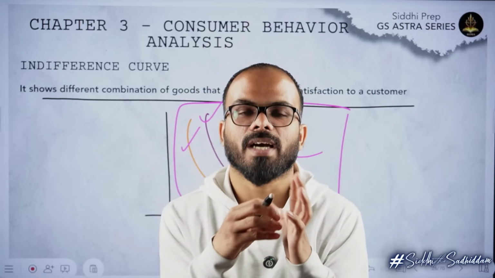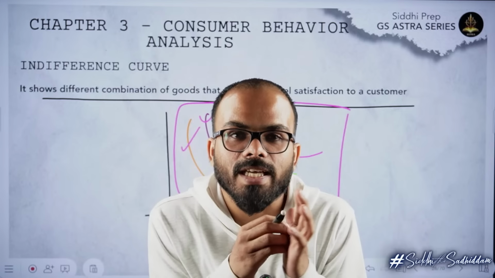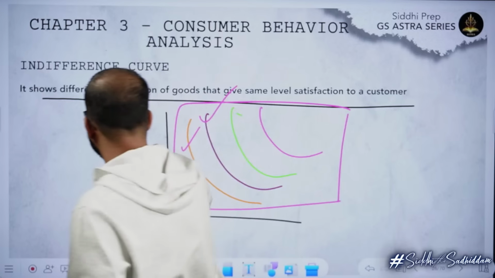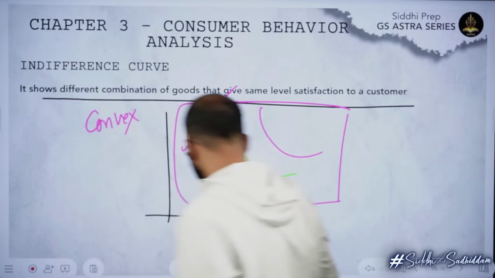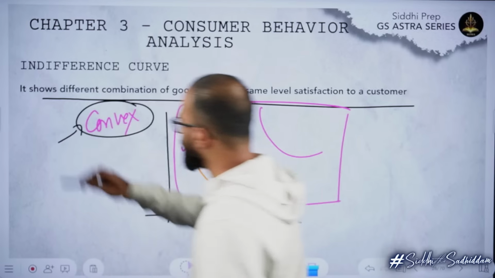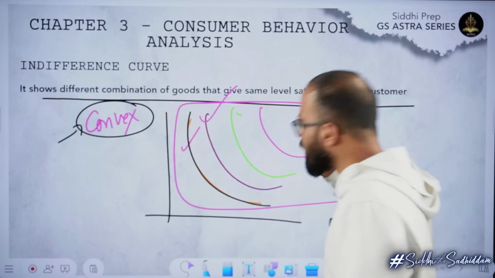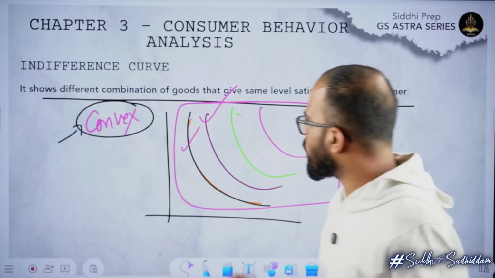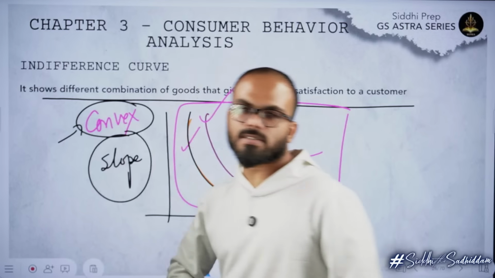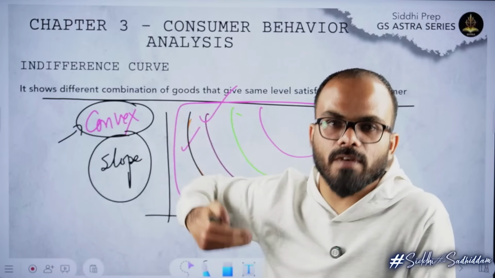If they ask you what is the shape of the indifference curve, the shape of the indifference curve is convex in nature. This they can ask you within the exam, and they can also ask you what is the slope of the line. The line is a downward sloping line.